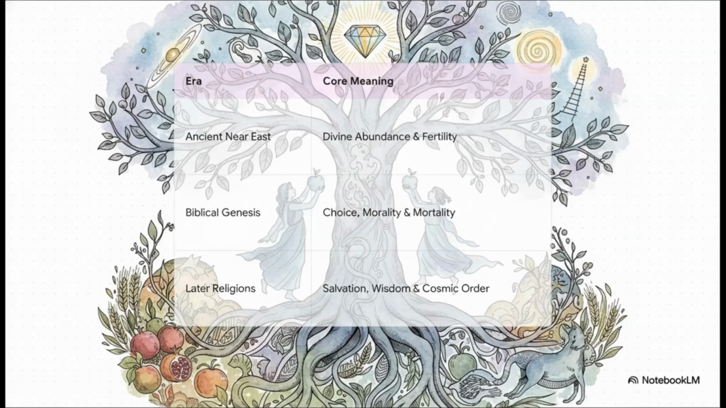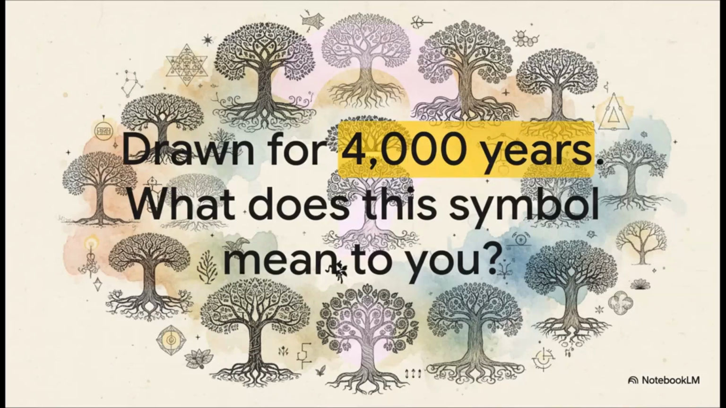For our ancient ancestors, it was all about survival and fertility. For the writers of Genesis, it became this powerful way to explore morality and choice. And for later religions, it was the perfect symbol for salvation and cosmic order. The tree itself stays the same, but what we see in its branches is always, always changing. So you see, the Tree of Life isn't some dusty old relic. It is a living, breathing symbol that just continues to grow and evolve.